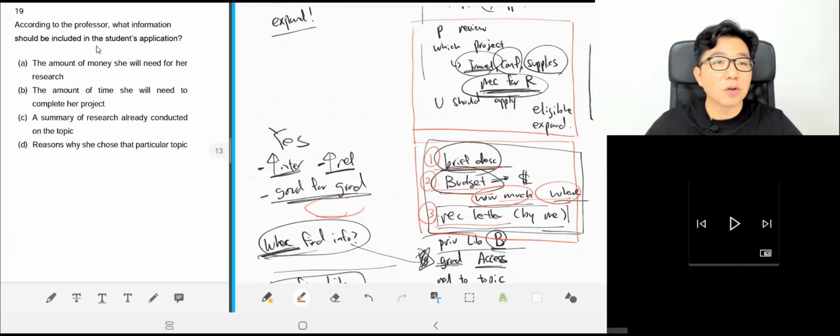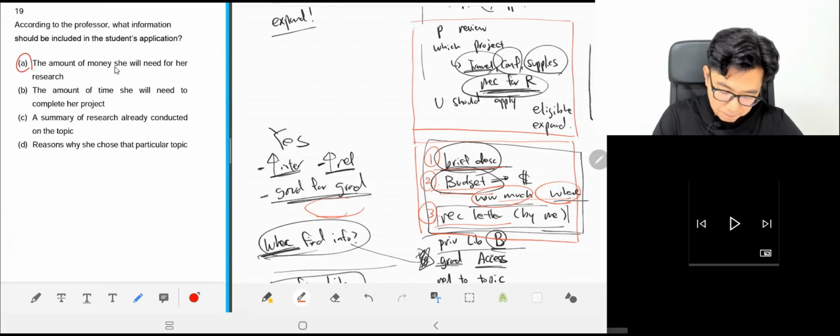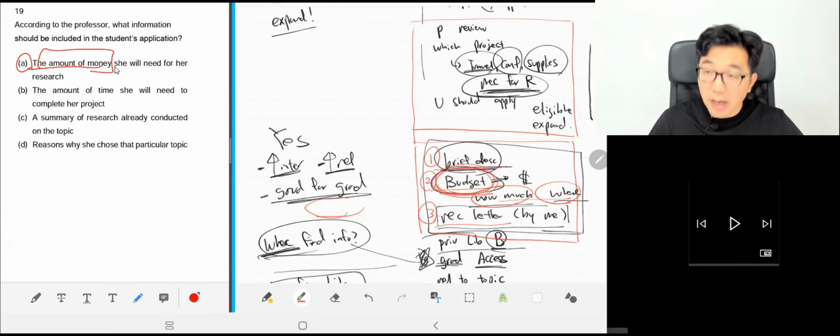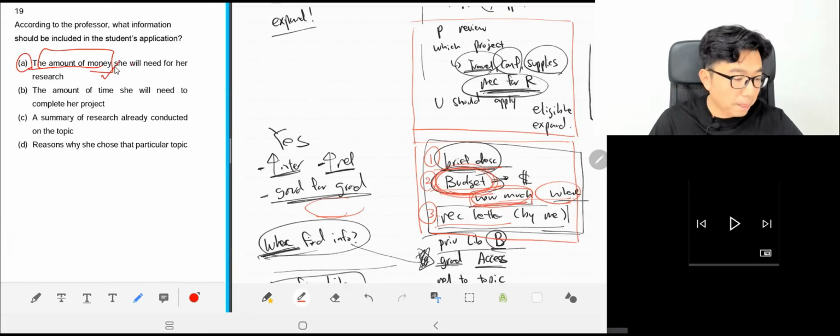What information should be included in the student's application to apply for this funding? A, the amount of money she will need for a project, yeah. It's right here. And yeah, budget. And it says how much, right? B, the amount of time she'll need to complete a project, not mentioned. C, summary of research already conducted on the topic.